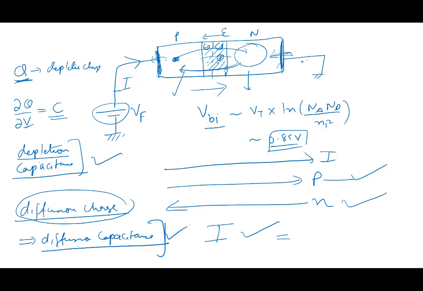Now why are these important? If I have only DC, I don't need to bother about capacitances. But if I have something which is varying with voltage or with frequency, then I need to bother that my diode has a capacitance. I need to take that into account. So remember that in forward bias I have this depletion capacitance and I have this diffusion capacitance.